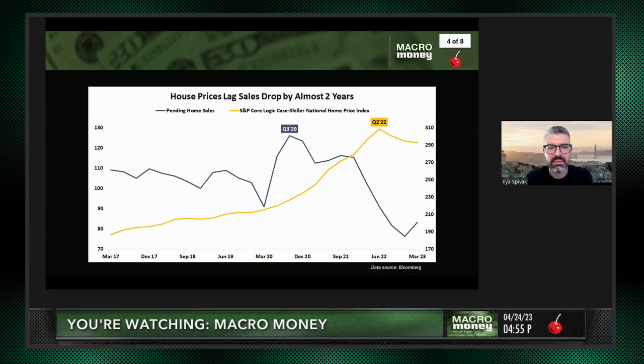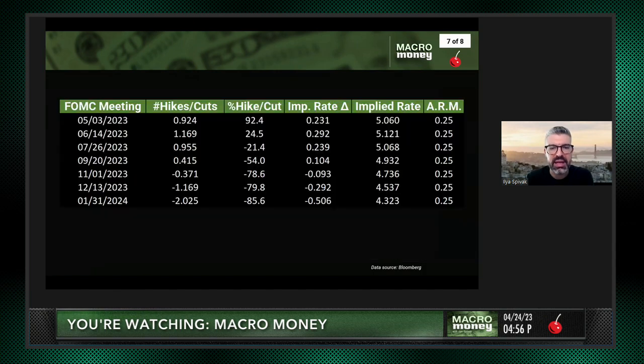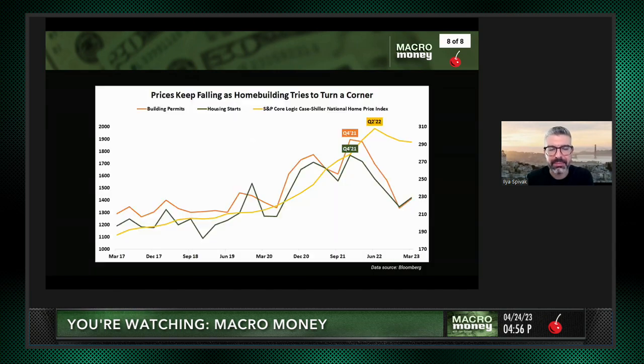And the peak in prices almost 2 years later. The peak in expansion for building permits and housing starts is Q4 of 21. So we're talking about a year and a half before we are really looking at those kinds of things really starting to show up in the price.